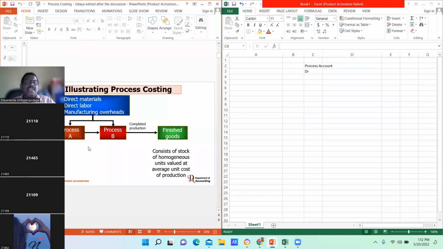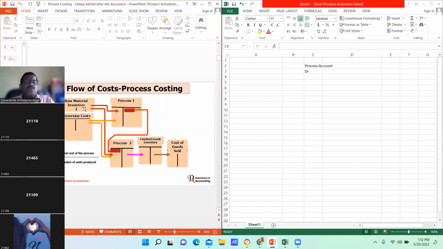So that is the meaning of process costing. You see that the inputs of B depend on process A. When you look at process costing, a unique characteristic is that each process depends on the previous one. Process B depends on process A. If process A is not giving any output, you can't continue process B.